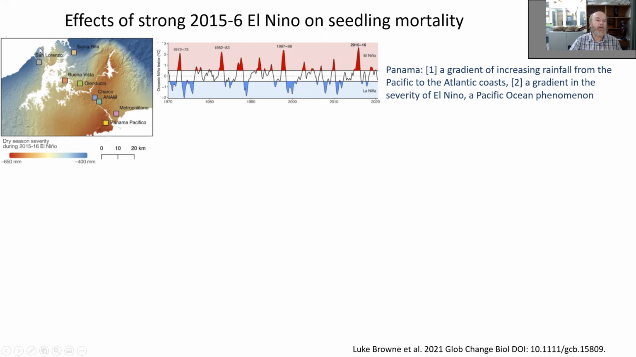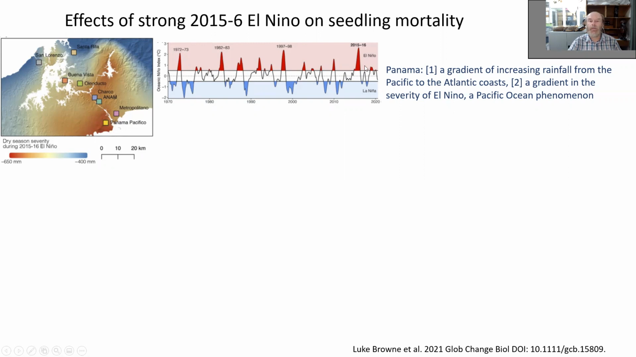This is the entire breadth of the country. On the Pacific coast, there is Panama City, and then you go basically following the Panama Canal all the way to the Atlantic side, and that represents a gradient in rainfall from relatively dry Pacific side all the way to wet Atlantic, but also in the effects of El Nino, because El Nino is, as you remember, a Pacific phenomenon.